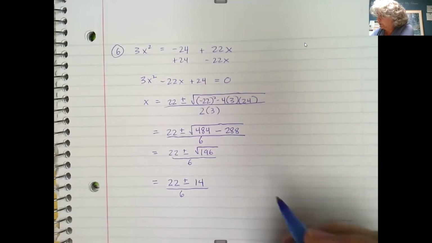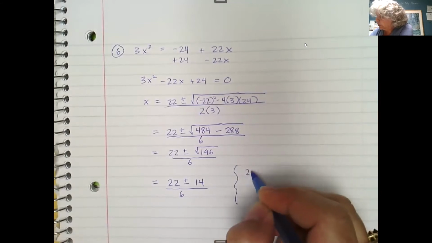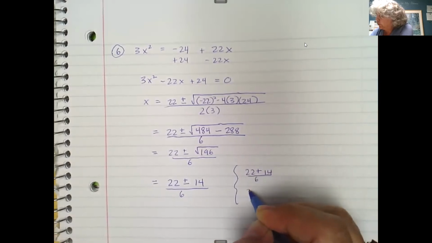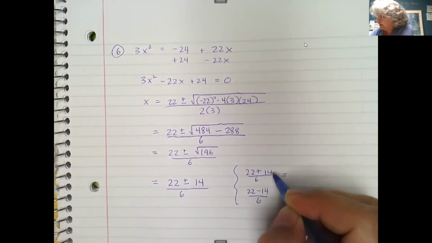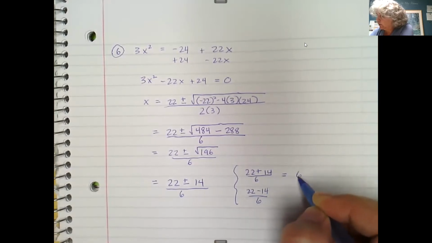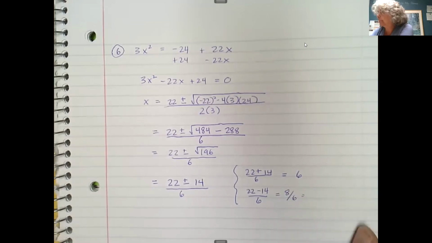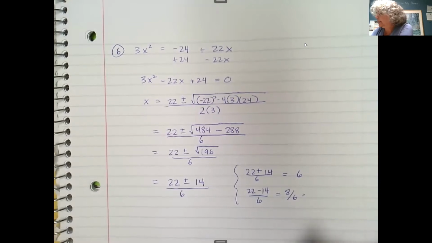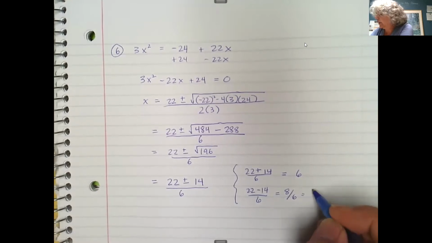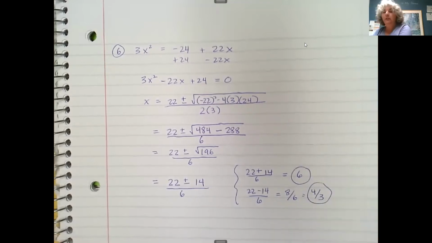And then at this point, we're going to rewrite it. 22 plus 14 divided by 6 and 22 minus 14 divided by 6. So that's 36 divided by 6, which is 6. 22 minus 14 is 8. So 8 divided by 6. Well, that simplifies to 4/3. I'm just going to leave it 4/3.